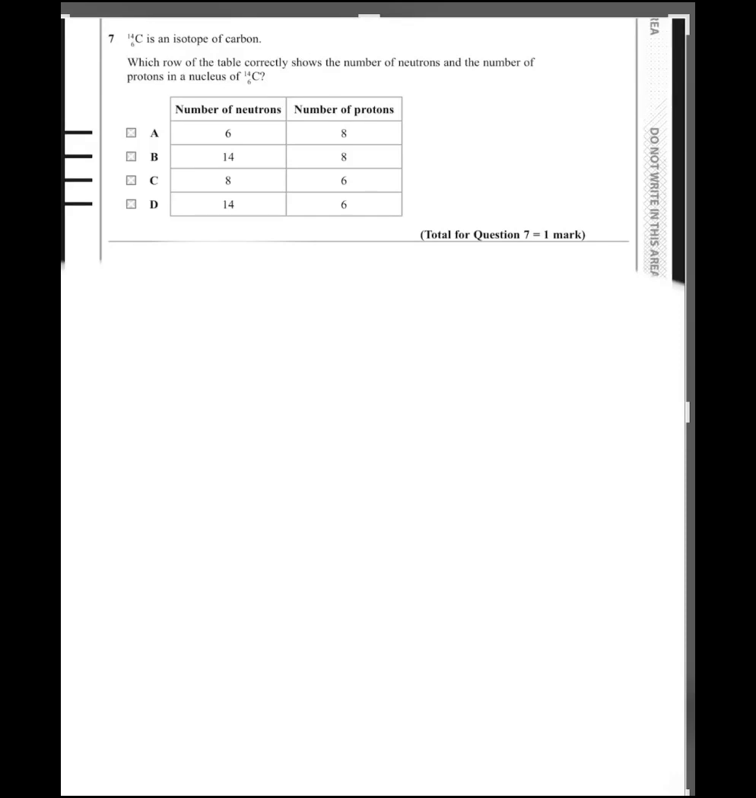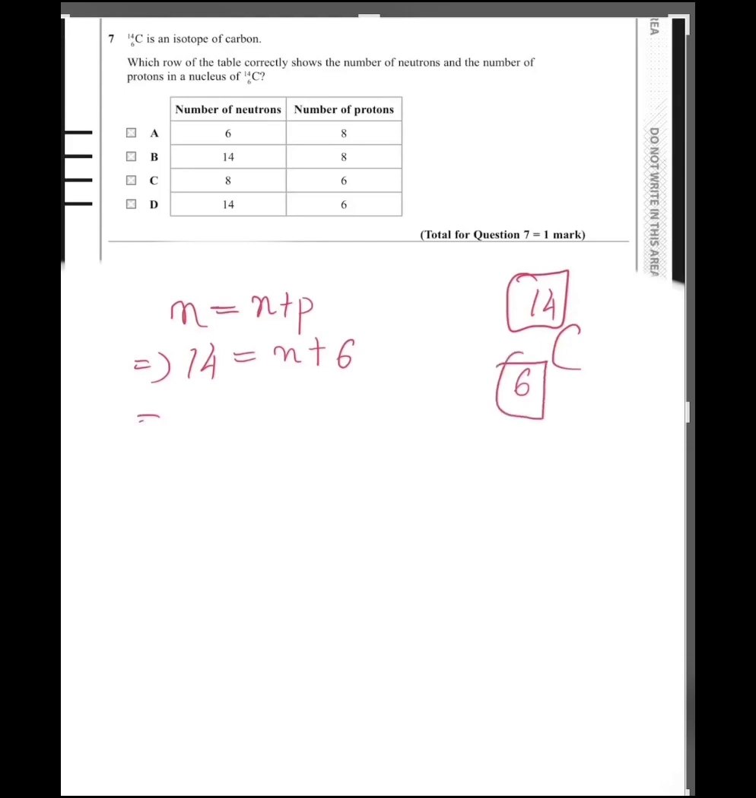Number 7. Carbon-14 is an isotope of carbon. Which row of the table correctly shows the number of neutrons and the number of protons in the nucleus of carbon-14? So the nucleon number is equal to the neutron number plus the proton number. The nucleon number is 14, equal to the neutron number we have to find out plus the proton number, which is 6. To find the neutron number, we have to subtract 6 from 14. So the neutron number would be 8. So the answer is C.